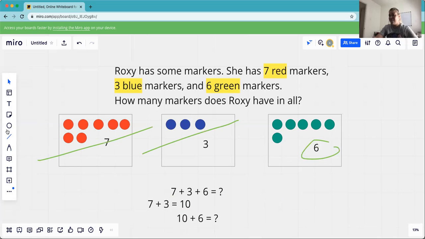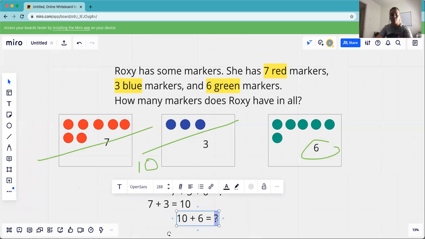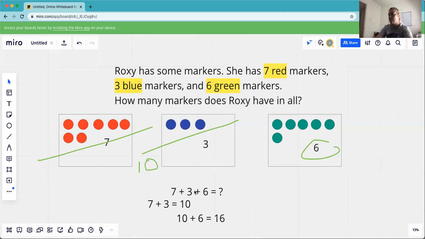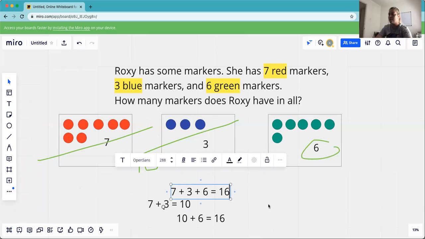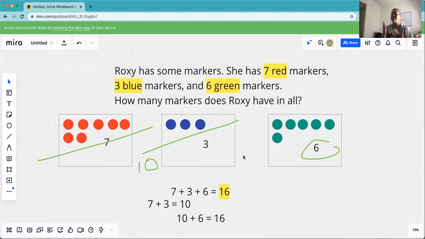So 10, and again, you can write the number there to know, hey, I have 10 now here. 10, 11, 12, 13, 14, 15, 16. So 10 plus 6 we figured out equals the number 16. So all in all, 7 plus 3 plus 6 equals 16. 16 is the whole I was looking for. So how many markers does Roxy have in all? She has 16 markers.